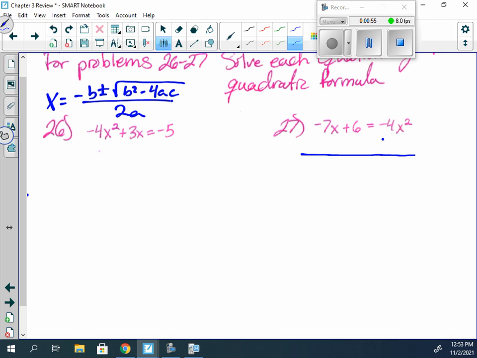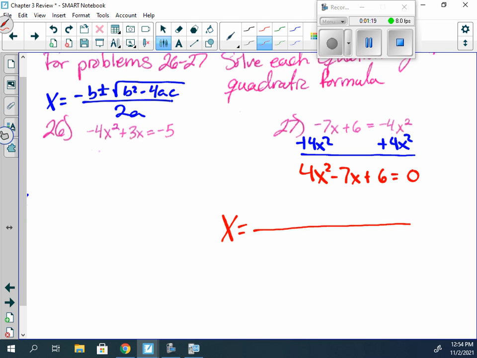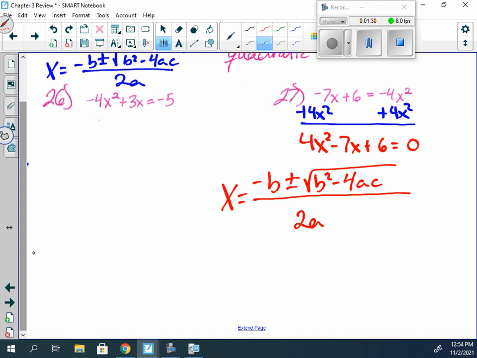So what we can do here is add 4x squared to both sides. Because if we add 4x squared to both sides, we get 4x squared minus 7x plus 6 is equal to 0. Now that we do have it equal to 0, we can go on and use the quadratic formula. Let's go and put that over there.